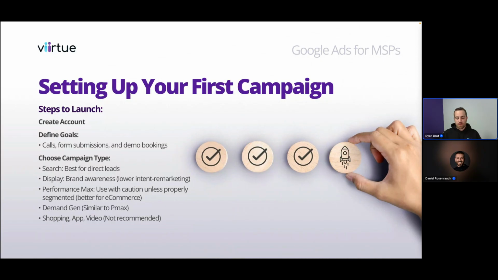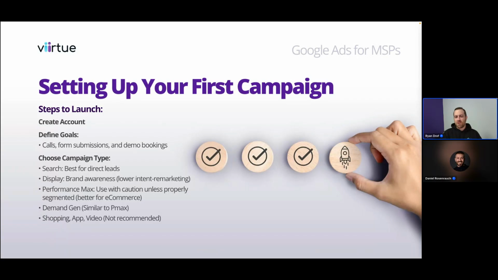And this works in synchronicity with all of the other elements of organic as well. So if you're searching for, in our instance, white label VoIP, we want to be clear about what we're searching for. We need to set a clear goal, which in our case is leads and demo bookings. So we choose the campaign type: search.